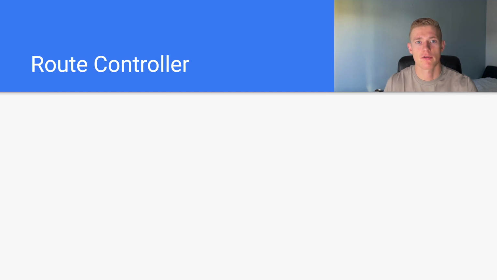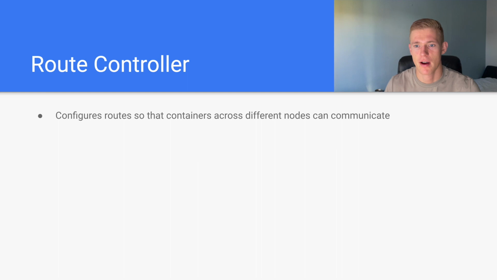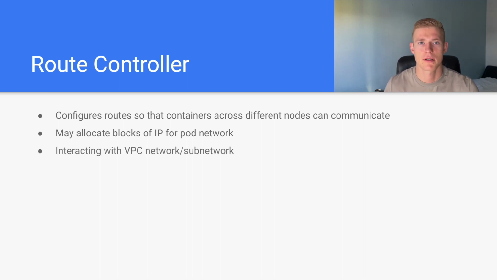Next is the route controller. So what does a route controller do? It configures routes so that containers across different nodes can communicate. It may allocate blocks of IP for the pod network, and it interacts with the VPC network/subnetwork. So when we set up a new project in one of our cloud providers, we will set up a subnetwork for our cluster. And when that subnetwork is set up, different events in our cluster may require us to update routes within the subnetwork, update different IP blocks and so on. And all of this will be handled by the route controller.